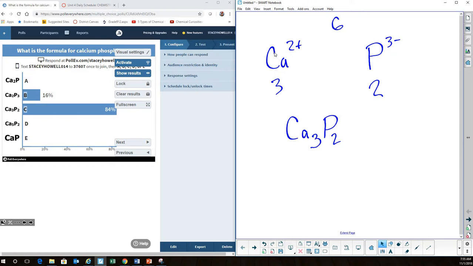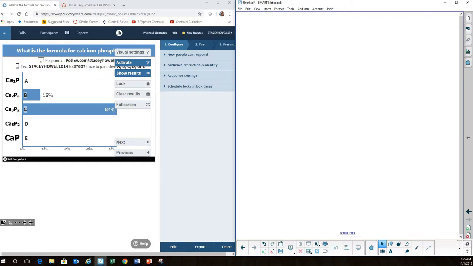Okay, so let's go ahead. Let's do one more right here real quick. Let's do aluminum and oxygen. Okay, aluminum and oxygen. Go ahead and just write it down somewhere. Figure out how much of each you need and what the formula would be for aluminum and oxygen. Aluminum's part of the slide, so it has a specific charge that I gave you just a minute ago.